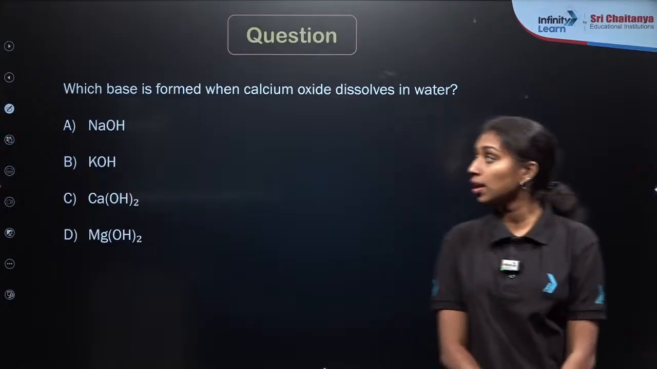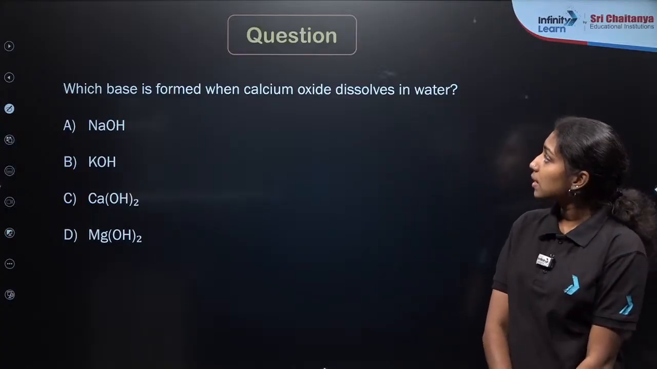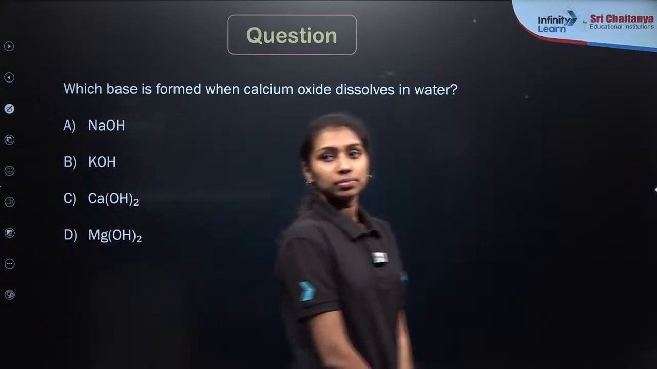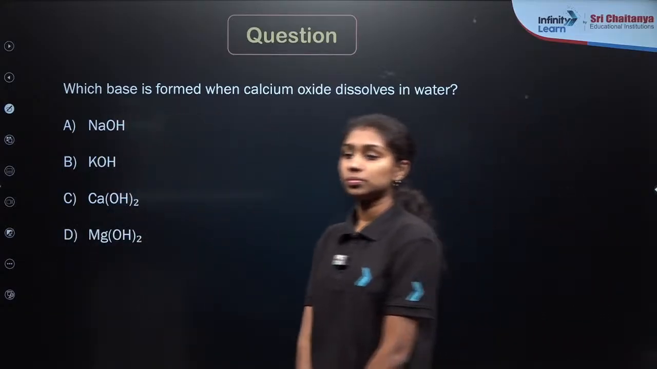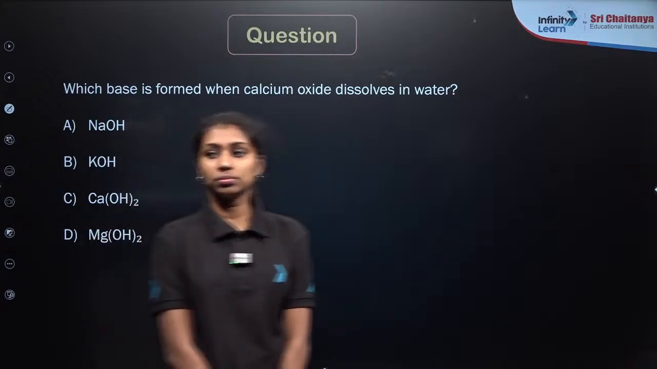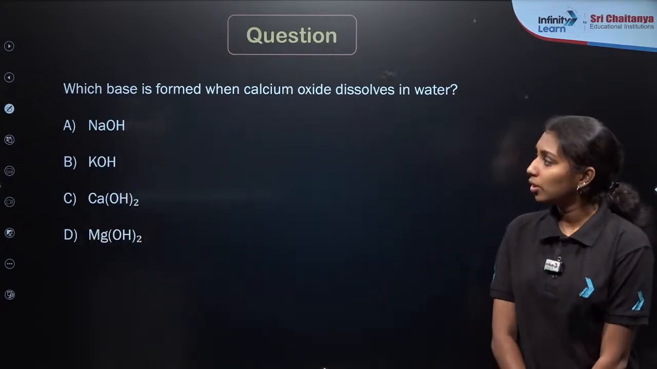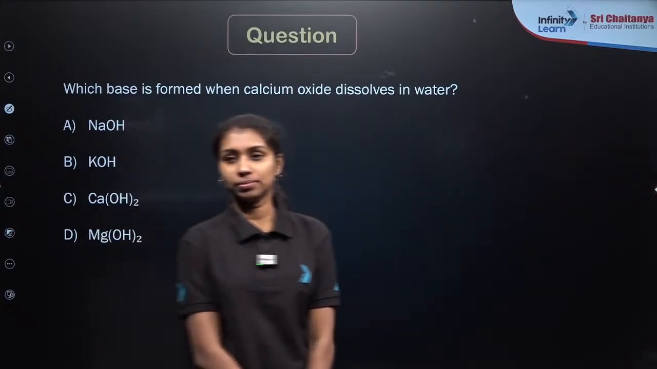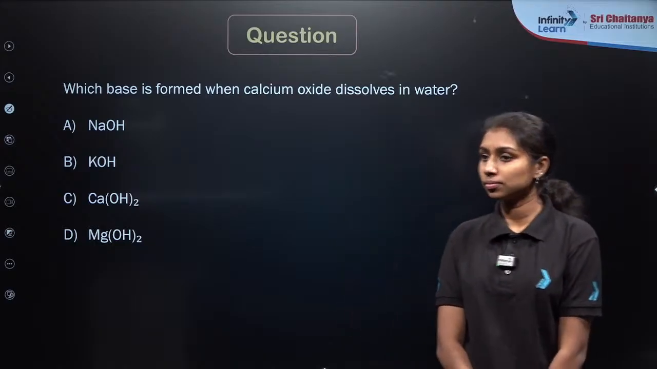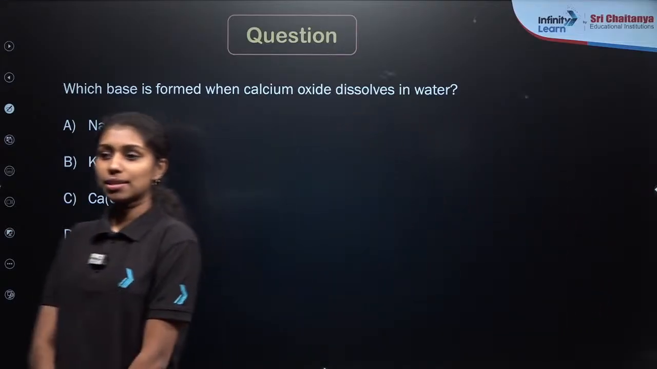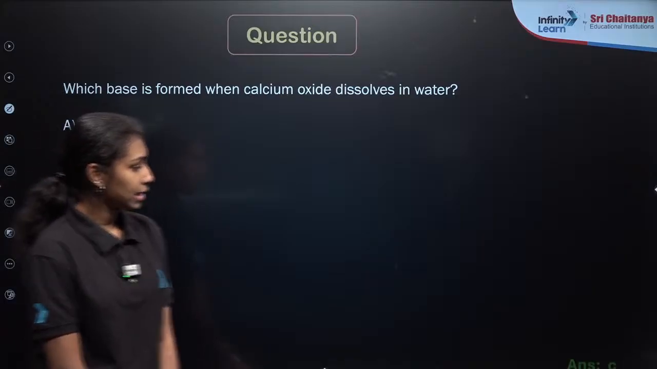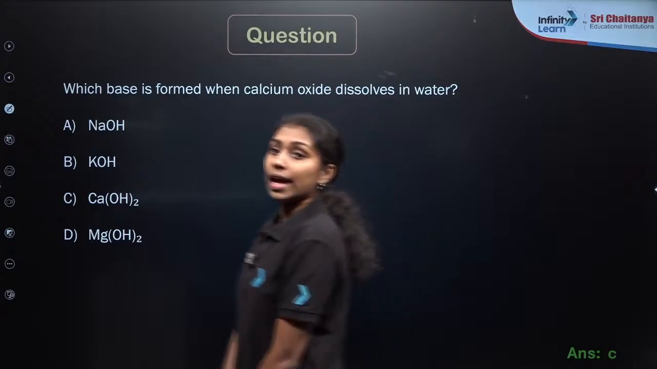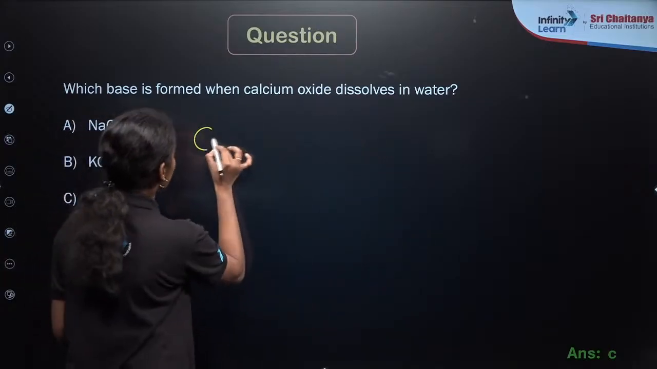Here is our next question. Which base is formed when calcium oxide dissolves in water? Okay, Arish is already giving the answer as option C. What about others? Yes, Ritik is also giving option C as the correct answer. Let us see what the answer is. Yes, option C is correct, which means calcium hydroxide, right? Calcium oxide plus water gives calcium hydroxide.